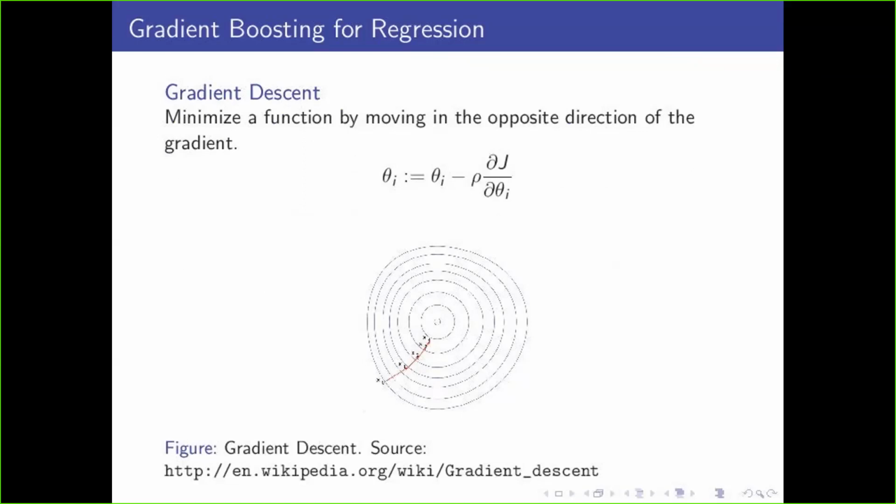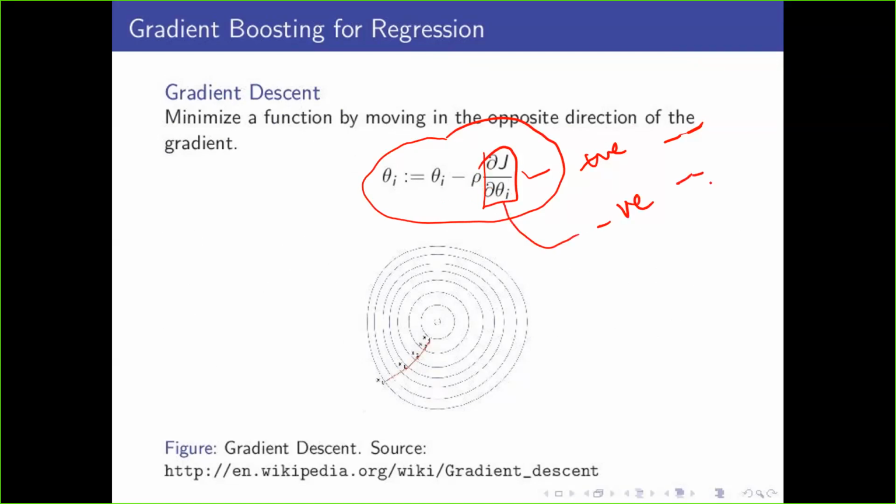Do you remember this updation rule? Theta equals theta minus alpha, or here it is given as rho, but you can take it as alpha, the learning rate, whatever it is. So theta equals theta minus alpha times the derivative of J with respect to theta. What is it doing? If this gradient is positive, it is decrementing the corresponding parameter. If the gradient is negative, then it is incrementing the corresponding parameter. Am I right? Do you recall this?